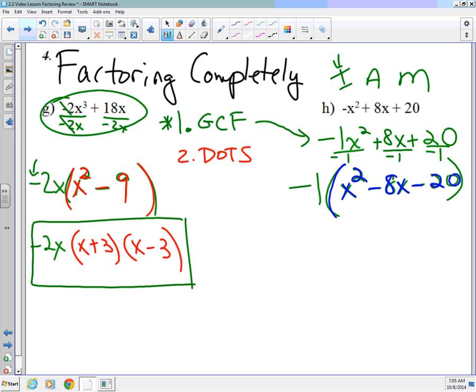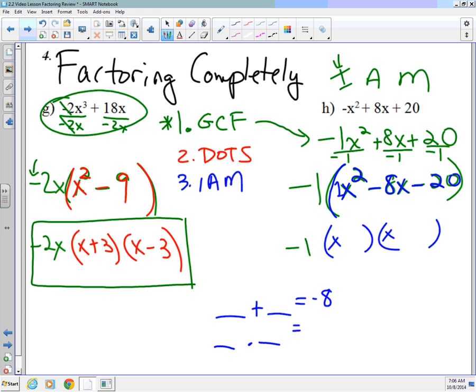which is one of the things you have to check when you factor something completely. So now we have negative 1, and now I'm going to factor this blue stuff. That's an IM problem because the coefficient of the x squared term is a 1. There's really an imaginary 1 here. So I'm going to have x times x, and now I have to think of two numbers that add up to negative 8 and multiply to negative 20. And you guys should be totally fluent with this. The answer is negative 10 times positive 2 gives you negative 20, and negative 10 plus 2 gives you negative 8. If you can't do this fluently, come see me.